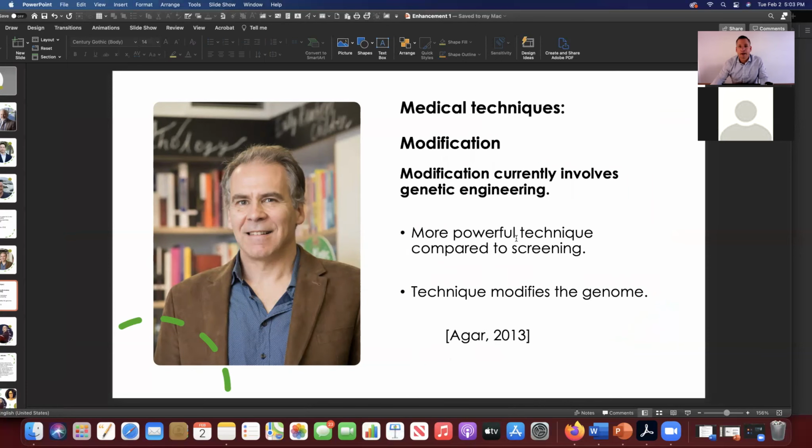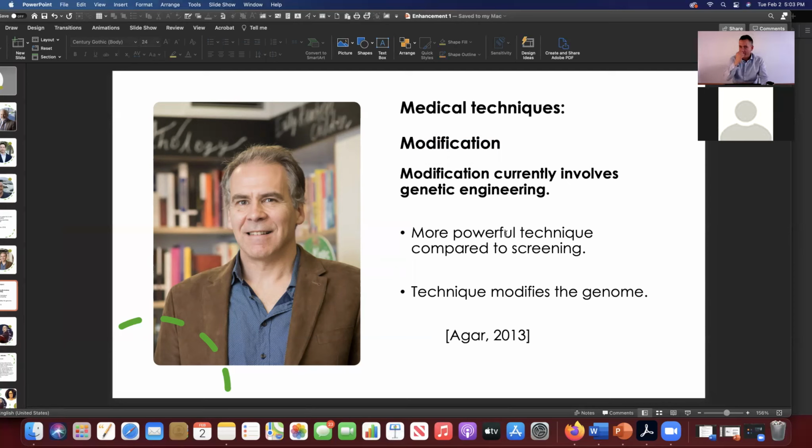Okay, the next kind of medical technique that we'll use in enhancement is modification. So this is like genetic engineering. So maybe what you initially thought about when you thought about human enhancement. So the modification here currently involves genetic engineering.